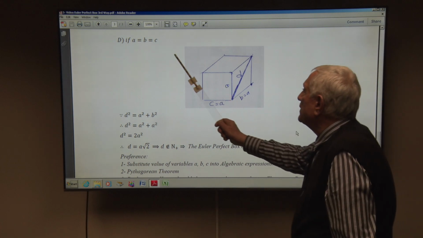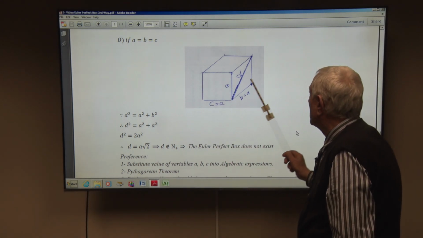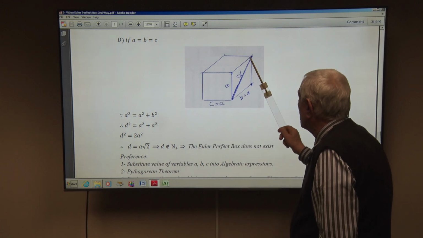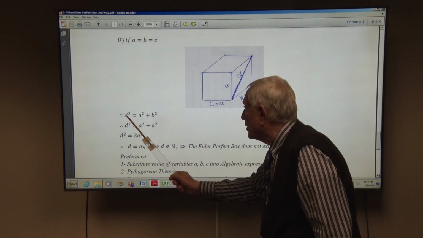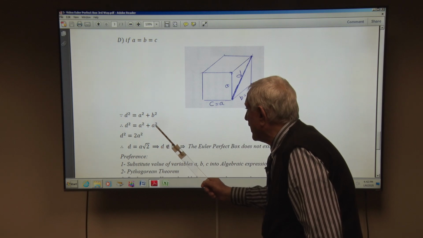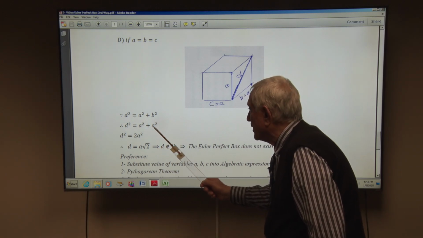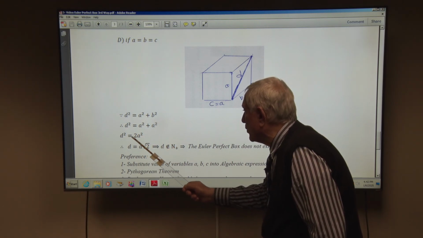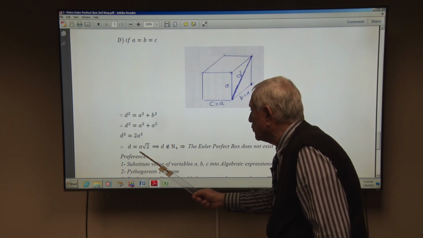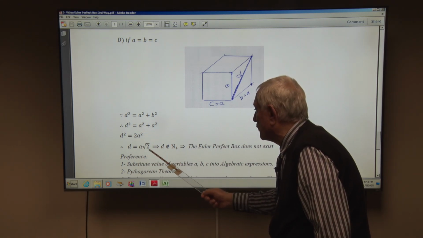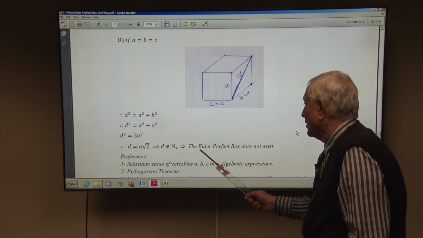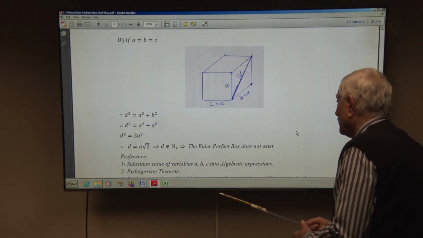What happens if 3 sides are equal? I know from Pythagorean, this square equals A squared plus B squared. And A and A, B is A, became what? This square equals 2A squared. And D is what? A times under root of 2. Not an integer. D is not an integer. Then no Euler perfect box.